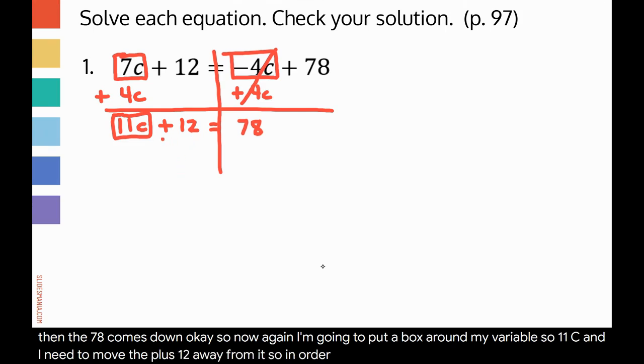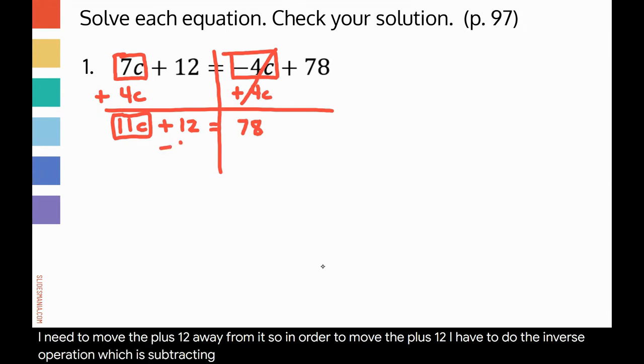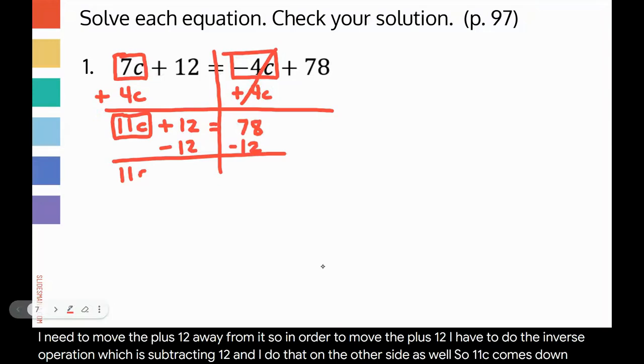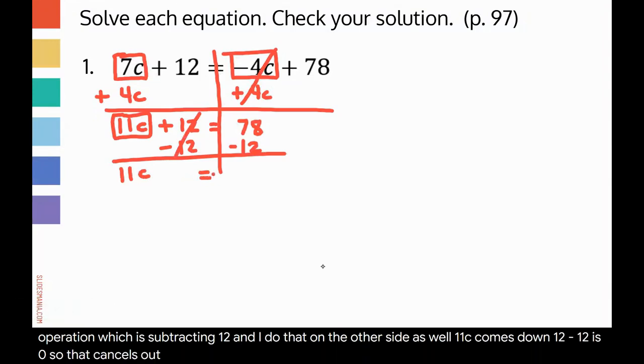So in order to move the plus 12, I have to do the inverse operation, which is subtracting 12. And I gotta do that on the other side as well. Okay, so 11c comes down. 12 minus 12 is 0, so that cancels out. On the other side, I have 78 minus 12, which is going to give me 66.